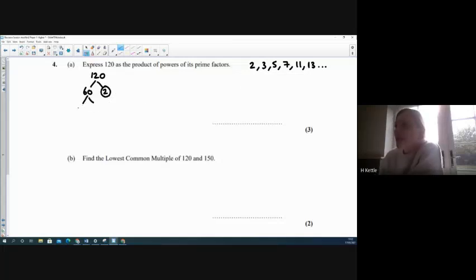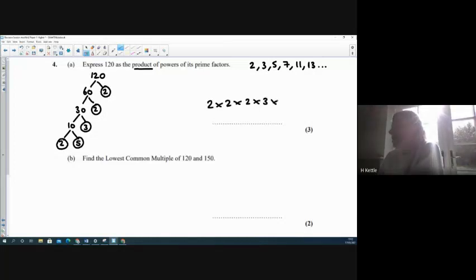So 60, we could say that's 30 times 2. And 30, we could say that's 10 times 3. And 10, we could say that's 2 times 5. No matter what method you choose, you should always end up with the same numbers circled. If I'd started at the top by doing 12 times 10, I would still end up with the same answers. The most common mistake I see here is people writing them with commas. You must write them as the product, so that's the multiplication of those numbers. So 2 times 2 times 2 times 3 times 5, and you can also write that as 2 cubed times 3 times 5. Then it says find the lowest common multiple of 120 and 150.